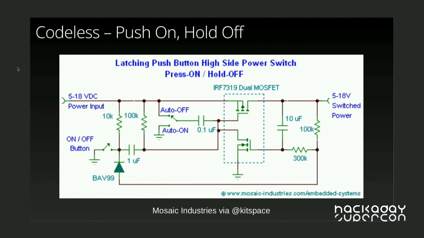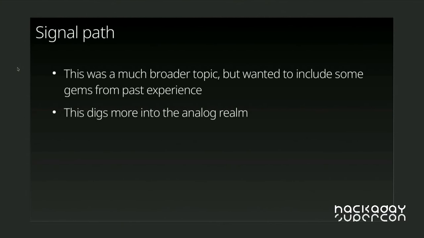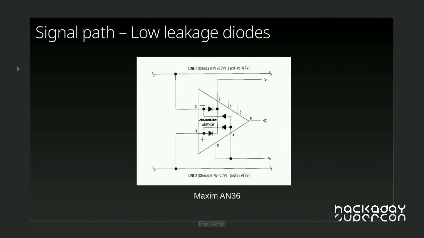You want to make sure you don't have accidental pushes. Okay, we're speeding up here. So, signal path stuff: low leakage diodes. Again, this is not going to protect your circuit as much, but like I showed with the TVS diodes, you can do very similar things on your signal lines, so you protect them.